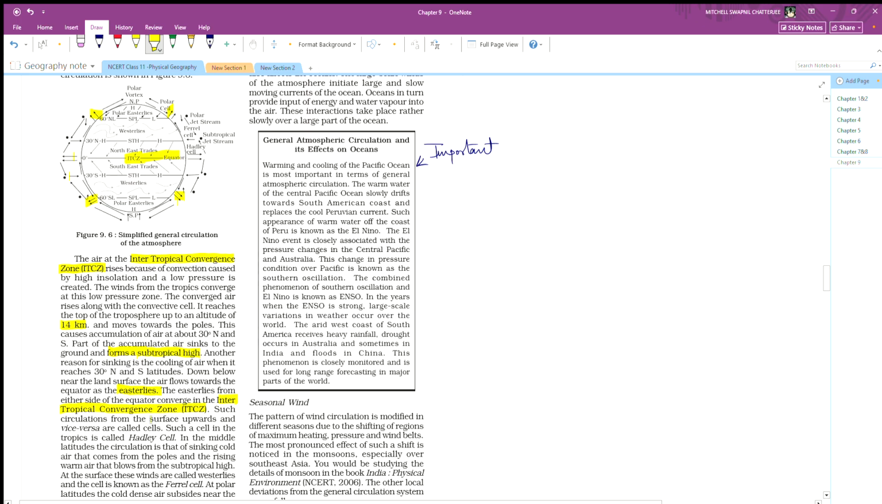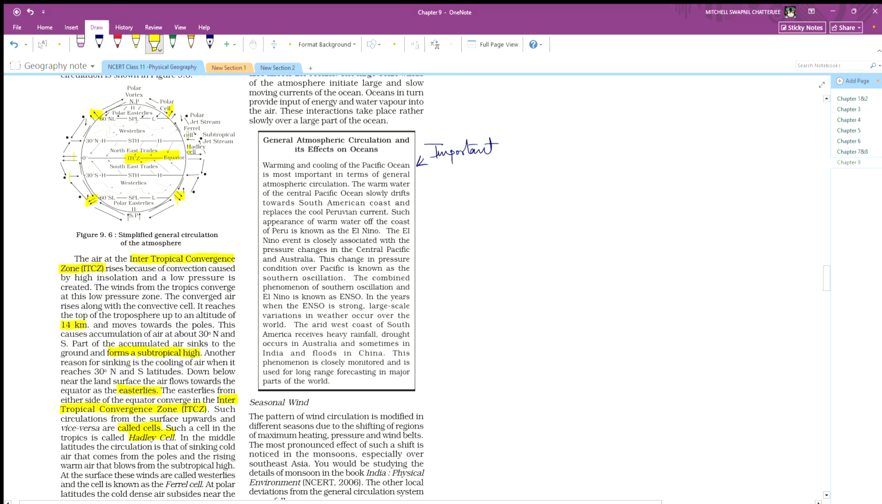Such circulation from the surface upward and vice versa is called a cell. The cell in the tropics is called the Hadley cell. Tropics are basically at the equator, and that's why the Hadley cell is at the equator.